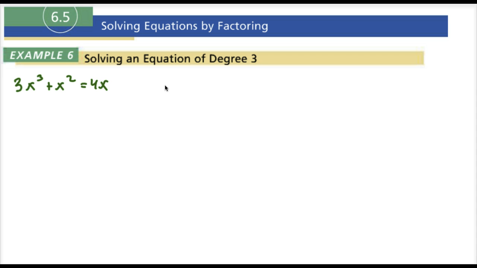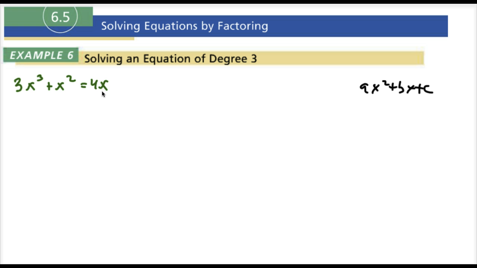Alright, so let's go ahead and solve this equation of degree 3. Just like when we're solving quadratics, we always want to move everything either to the right or to the left to put it in standard form, ax squared plus bx plus c. The same thing applies here. Let's put everything on one side, and then we're going to use that to factor.